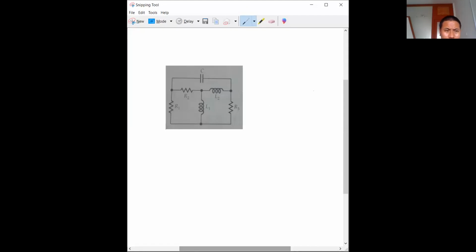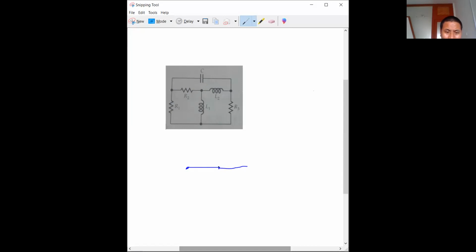Okay, let's use the snipping tool. I think it's easy to draw here. First, let's draw R2 with this line, and then here we have a node. Let's write node here, again node here, and then for the L2 we have it like this. It's quite difficult to draw on the laptop.